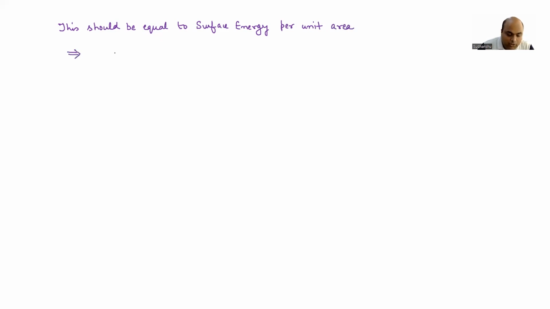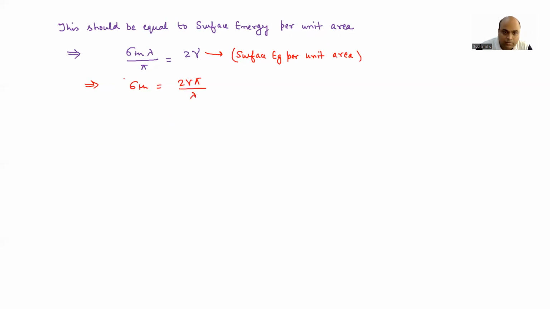So we can write the equation as σ_th λ/π equal to 2γ. And what is this γ? This γ here is the surface energy per unit area. And why have we added 2? Because we are creating two new surfaces. Whenever we are fracturing, we are generating two new surfaces, so multiply it by 2. So we can write this as σ_th equal to 2γπ/λ. This is the equation we have got.